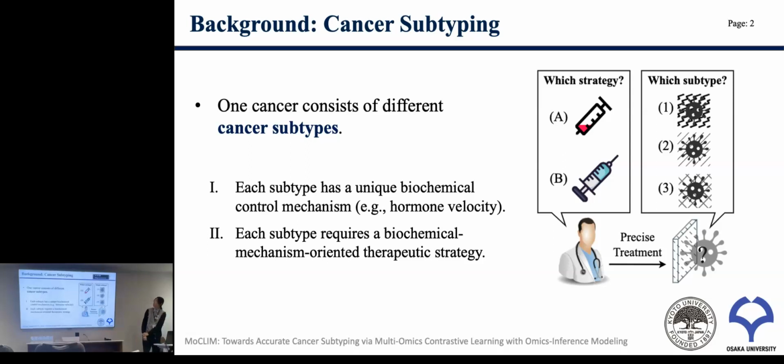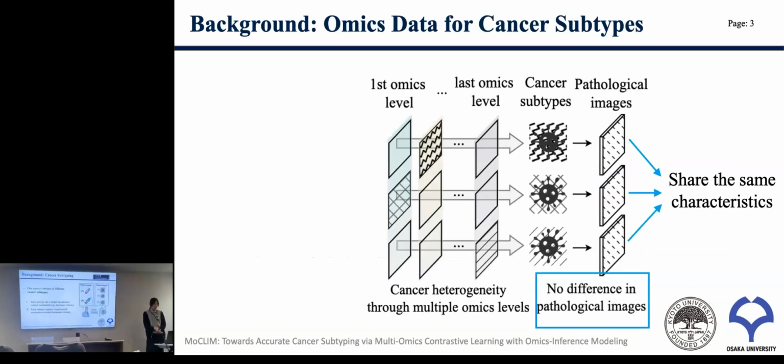Let's talk about the background, cancer subtyping. We all know about cancer, but actually one cancer may consist of different cancer subtypes. Each subtype is under the control of unique biomedical control mechanisms, such as changes in hormone modalities, which lead to different cancer subtypes. And of course, each subtype requires different therapy strategies.